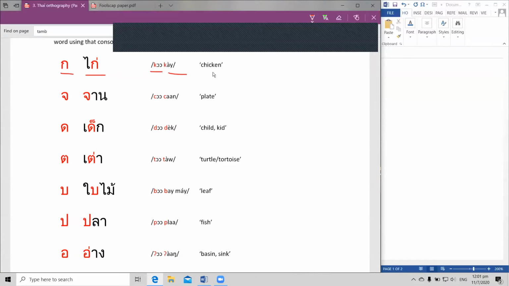So kai means chicken, right? Jo chan, chan means plate. Do dek, dek means child or kid, right? To tao means turtle or tortoise, etc., etc., etc.